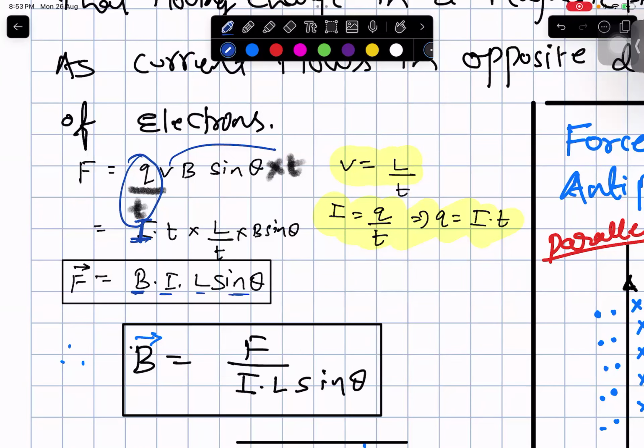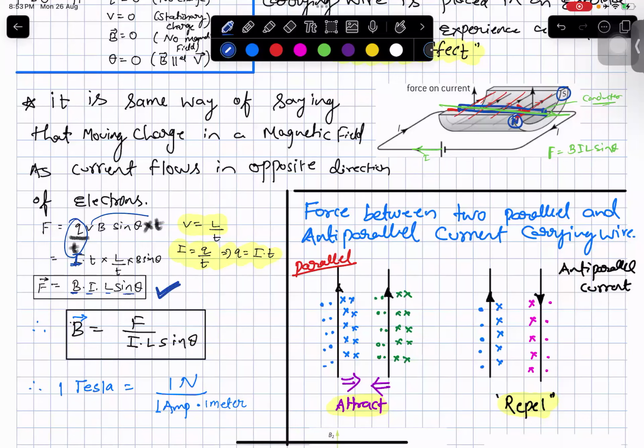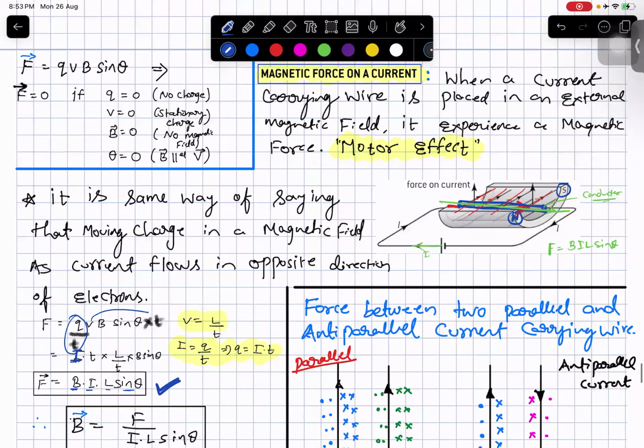So you just divide and multiply by time. Anyway, this formula has also been given in your data booklet. And again, I'm going to use Fleming's left hand rule only.